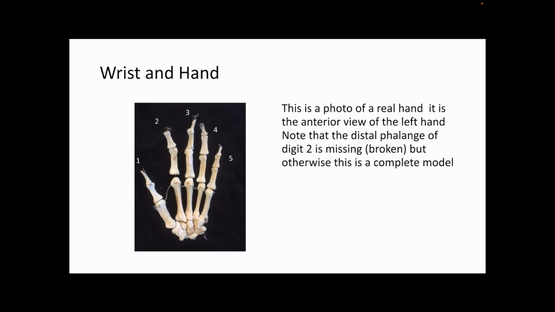Here's a real anatomical hand model. This is the anterior view of the left hand. Notice all 5 digits. Digit 2 is missing its distal phalanx on this model, but otherwise you can see every bone laid out clearly. Again, the thumb is digit 1.